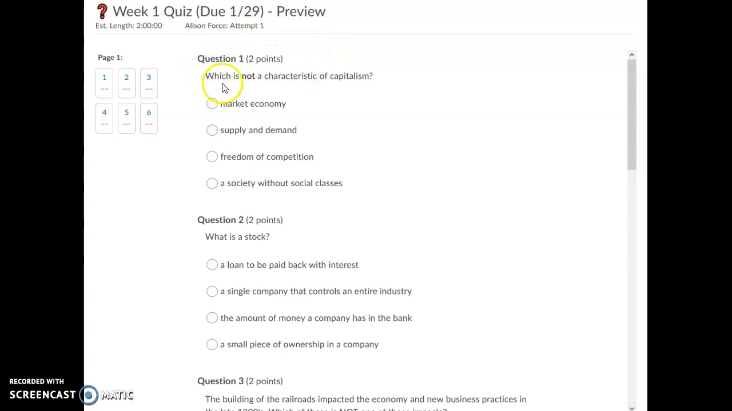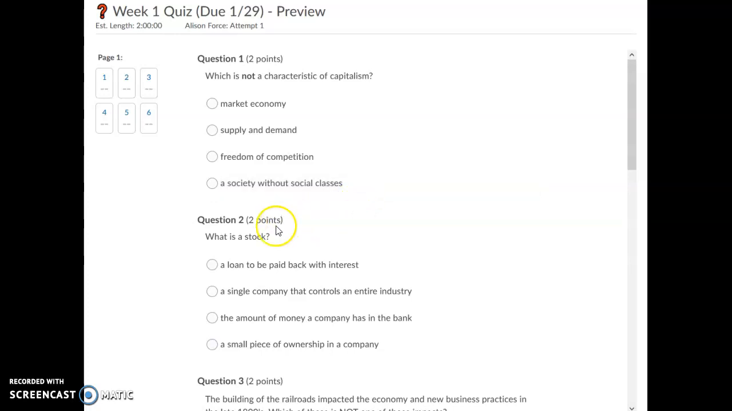Question 1. Which is not a characteristic of capitalism? Market economy, supply and demand, freedom of competition, a society without social classes.